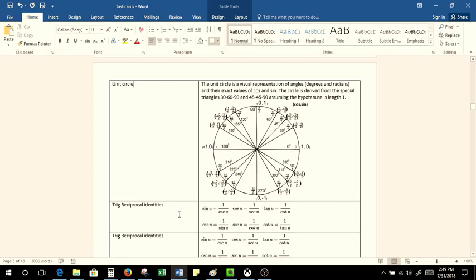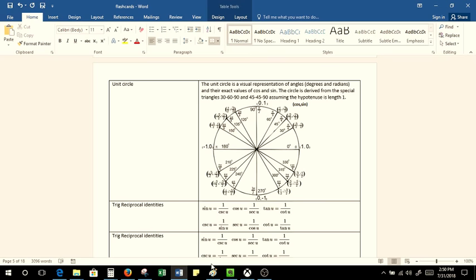So, on to the unit circle. The unit circle is a visual representation of angles, degrees, and radians, and their exact values of cosine and sine. I usually use radians, by the way. The circle is derived from special triangles mentioned earlier, 30, 60, 90, and 45, 45, 90, assuming that the hypotenuse is length 1. So, obviously, each one of these lines is a radii, and they're all a length of 1.